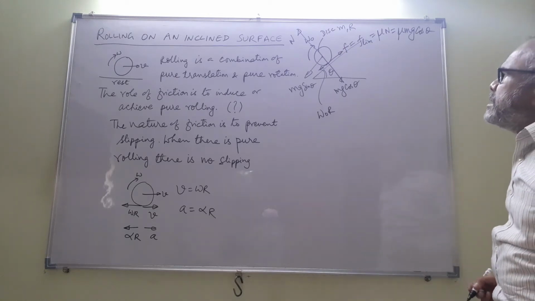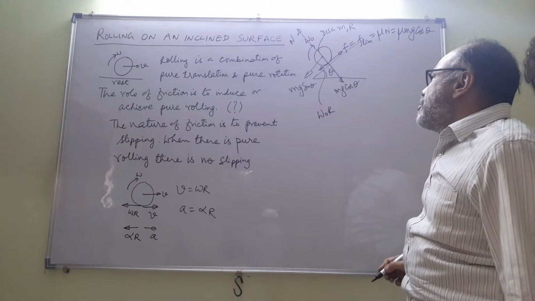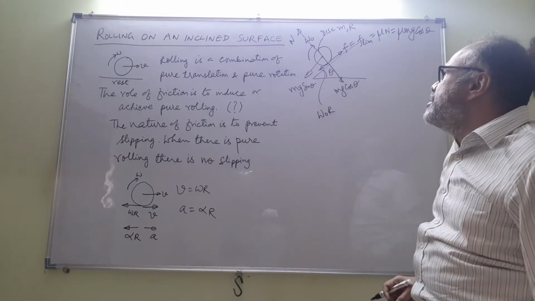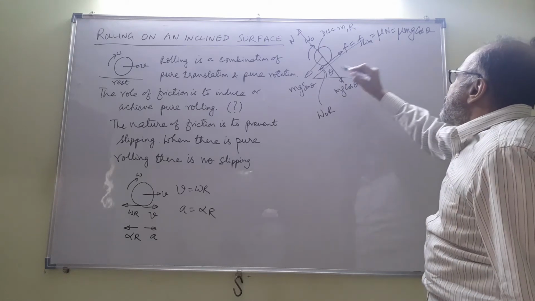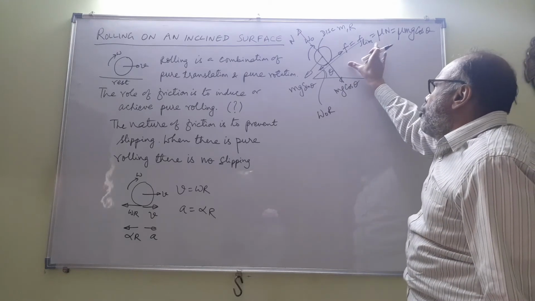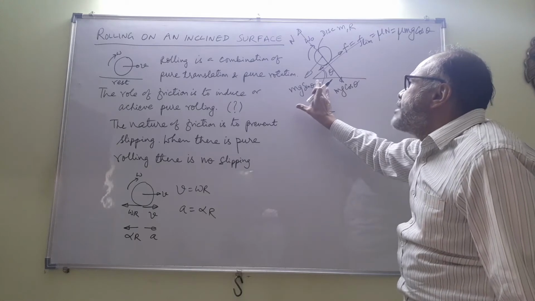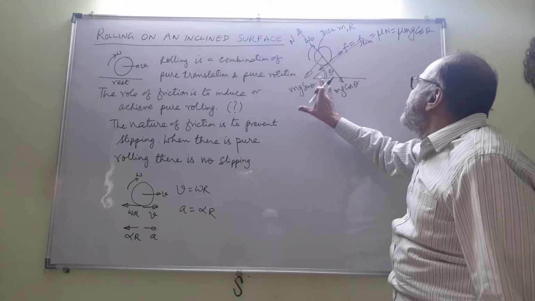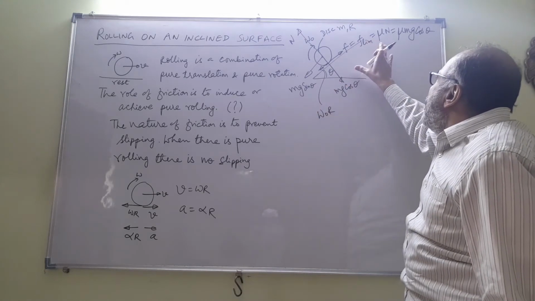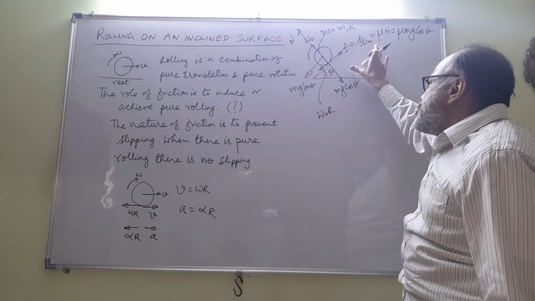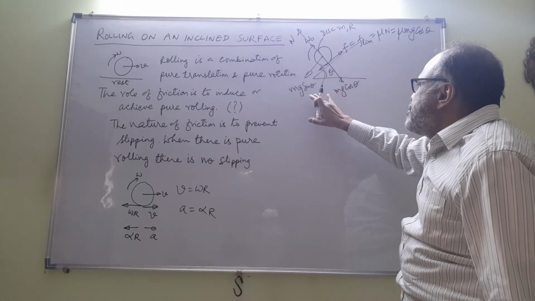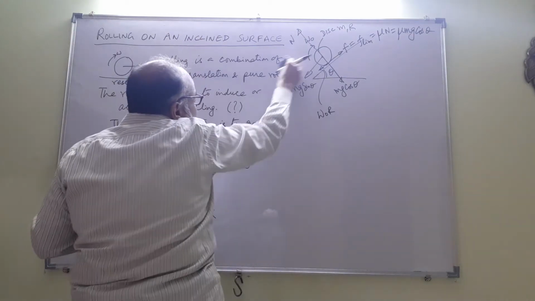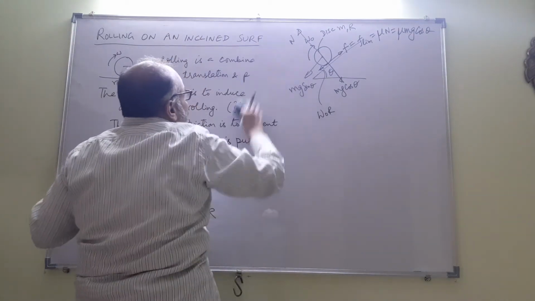Now let us see what happens. Now three cases really arise. We'll study each case. The first case is where this frictional force is greater than mg sine theta. The second case we would like to take is mg sine theta is greater than the frictional force, and the third case is where both these are equal. So let us study each of these cases.